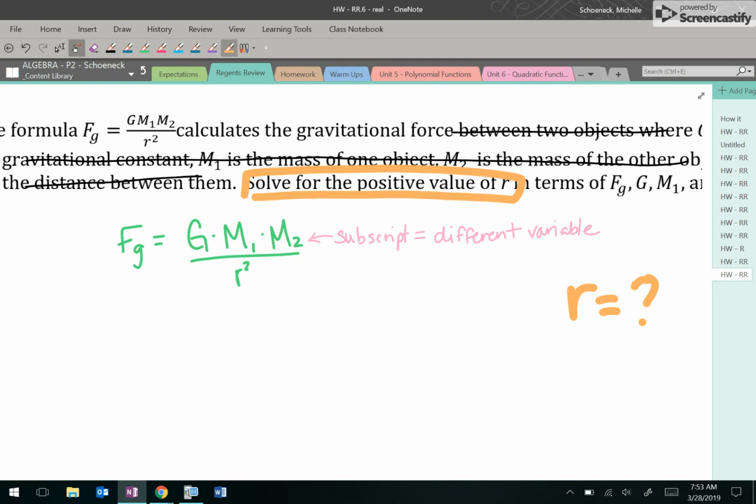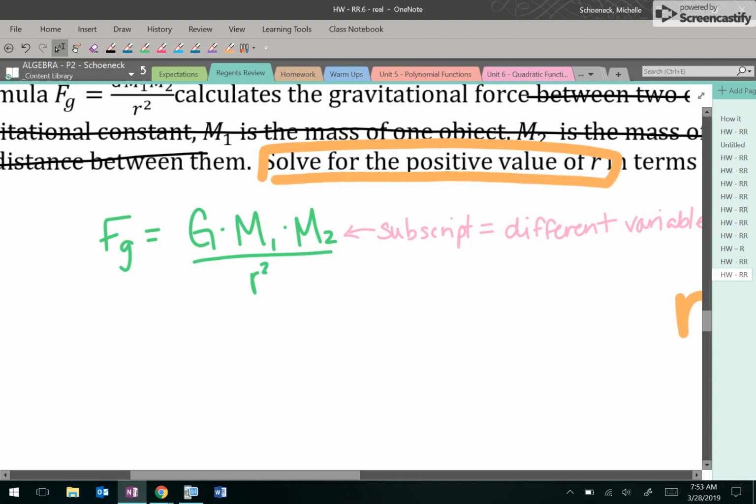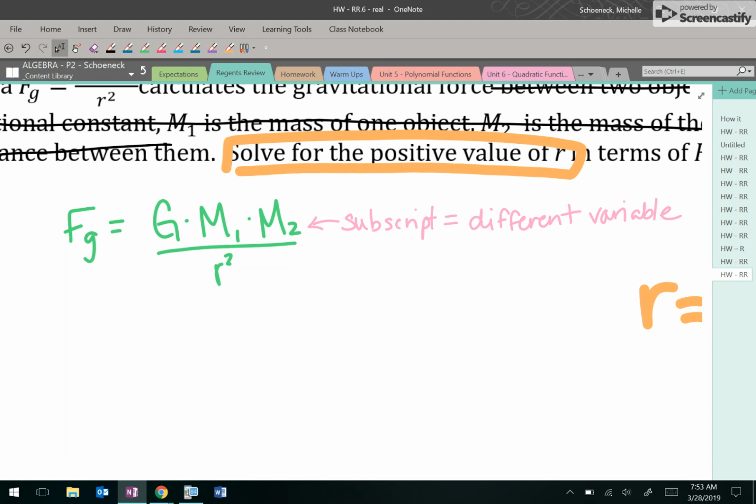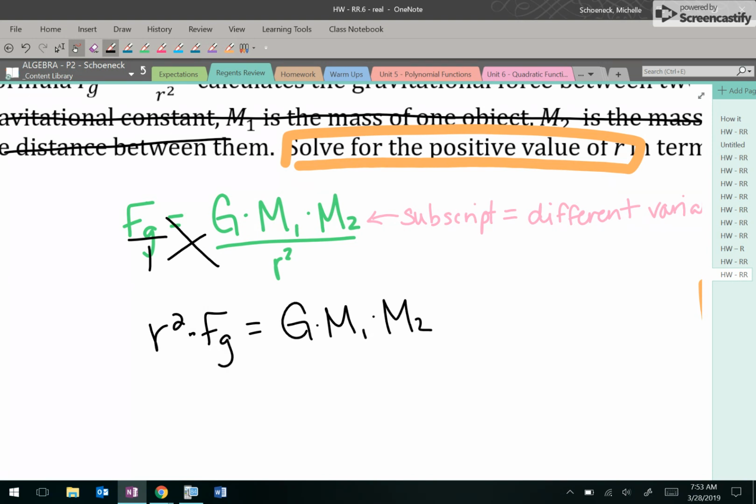All right. Now, these subscripts, the little 1 and 2, are called subscripts. Those just mean that those are different variables. So what we're going to need to do first, in order to get r out of the denominator, is put F sub g over 1, and we are going to cross multiply. So I'm going to get r squared times F sub g equals G times m1 times m2.